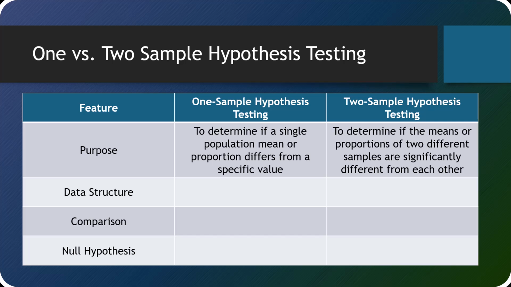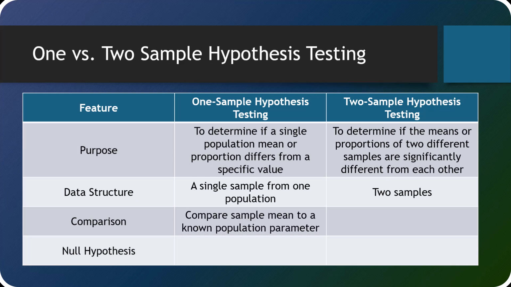The data structure of a one-sample hypothesis test is a single sample from one population. However, in two-sample hypothesis testing, as you might imagine, we have two different samples. The comparison in a one-sample hypothesis test is that we compare a sample mean or a sample proportion to a known population parameter. In a two-sample hypothesis test, we compare two sample means or proportions to each other.